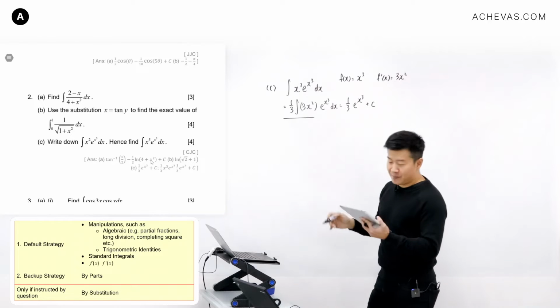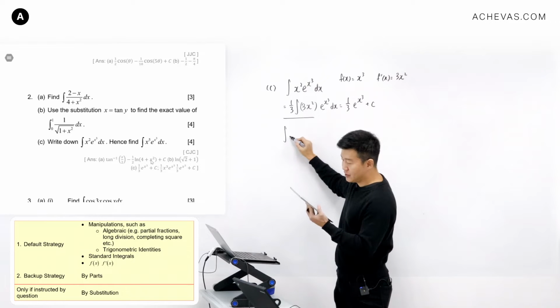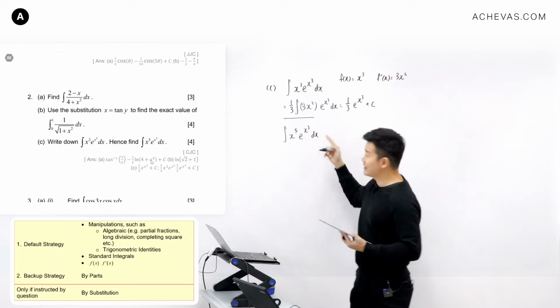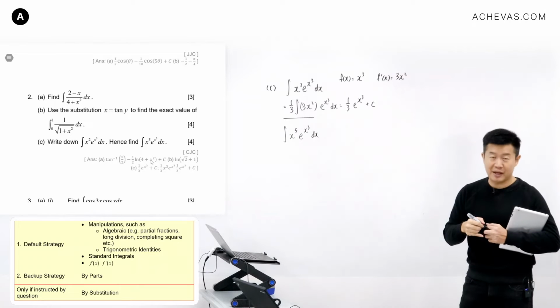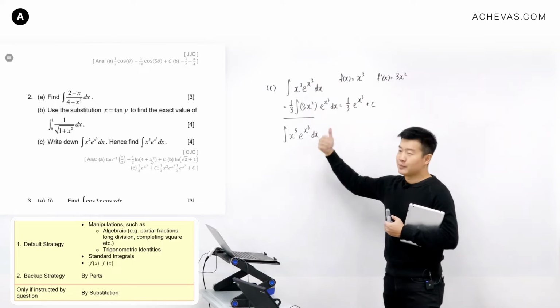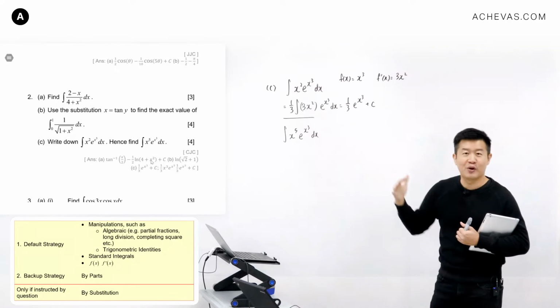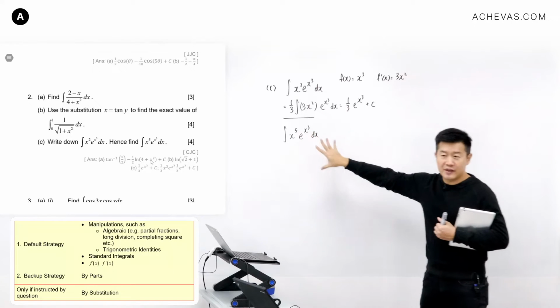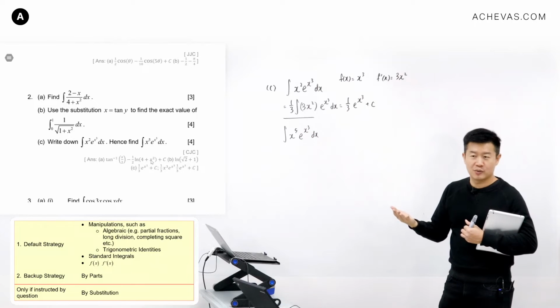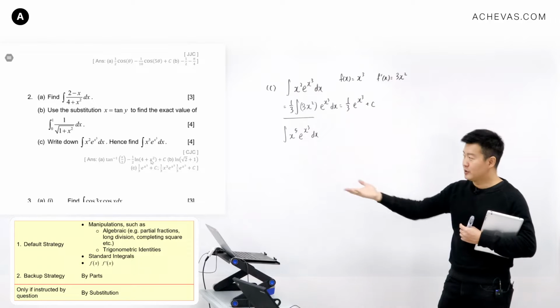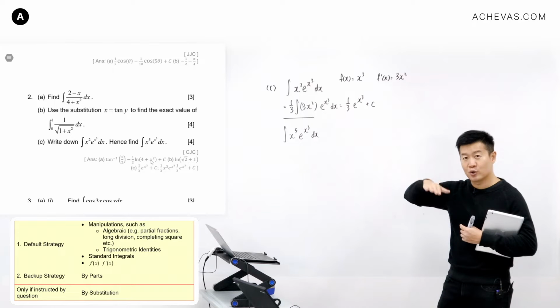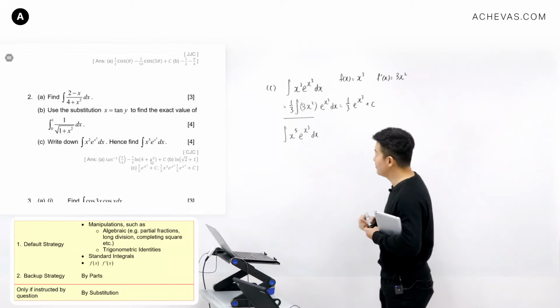So if you were to look at the second part, it says hence we are supposed to integrate x to the power of 5 e to the power of x to the power of 3 dx. And this is the one that we are going to be doing integration by parts. Why? Because number one, the question says hence, so it makes it very obvious that we are supposed to be making use of the previous part. And secondly, if you were to look at this and give it a try, you will realize that no matter how much you manipulate this, it is not really possible for you to apply any of the standard results or any of the f(x) f prime x. That is when we are going to go for our backup strategy, which is integration by parts.